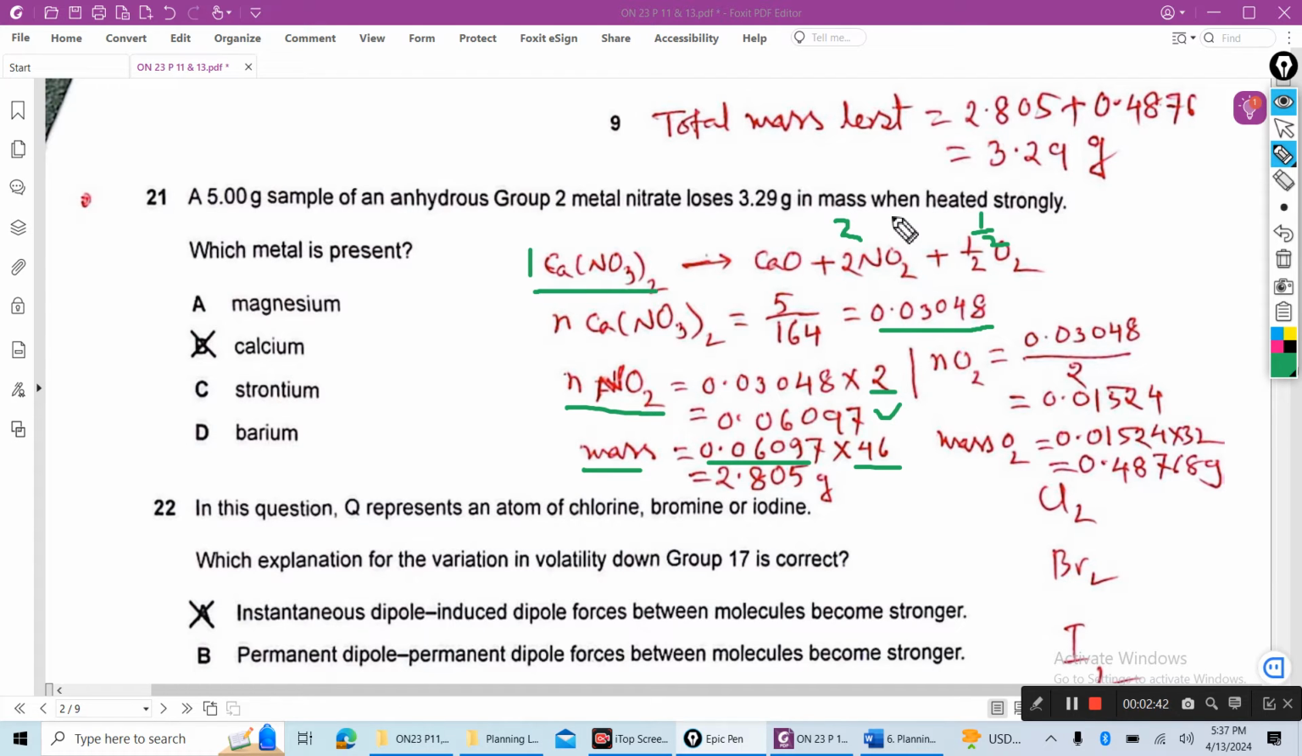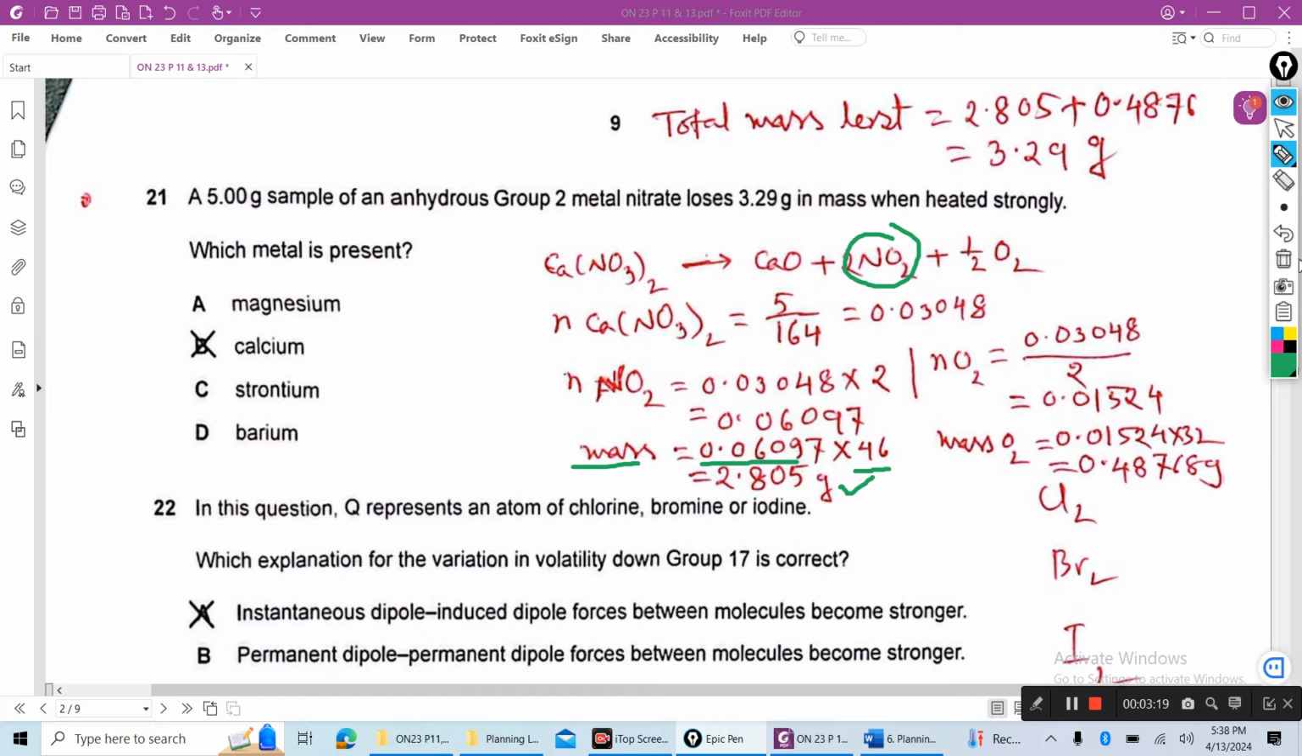As nitrogen dioxide is a gas, it loses mass. Oxygen is also a gas and loses mass, but calcium oxide is solid, so calcium oxide will not lose its mass, and only gas will escape, so gas loses mass. Now mass of nitrogen dioxide, number of mole into molar mass, 2.805 gram of nitrogen dioxide is lost during this reaction.